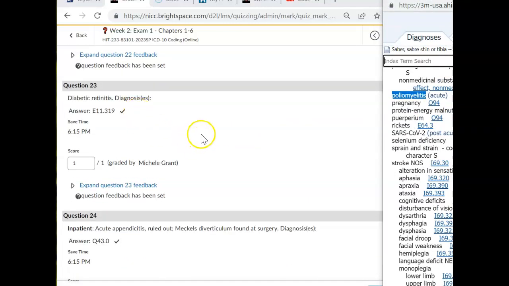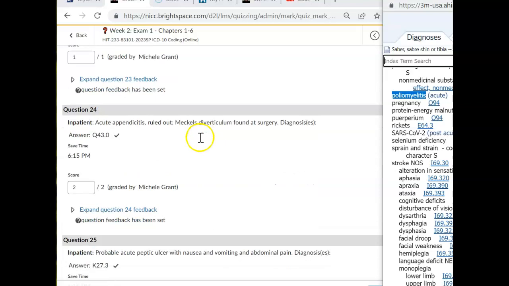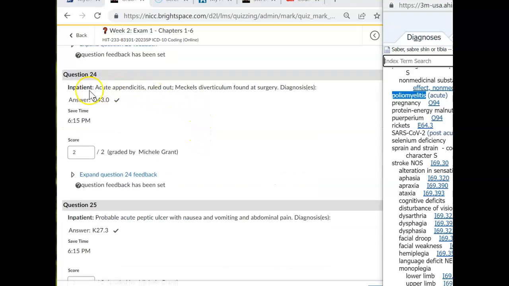Diabetic retinitis, that one was pretty good. No issues here. Okay, on this one here, 24, acute appendicitis, right? Ruled out, was ruled out. So that means they don't have the acute appendicitis. I only want to code the Meckel's diverticulum that was found at surgery. Okay, because that is ruled out. They don't have it. I shouldn't have two codes. I should only have one.